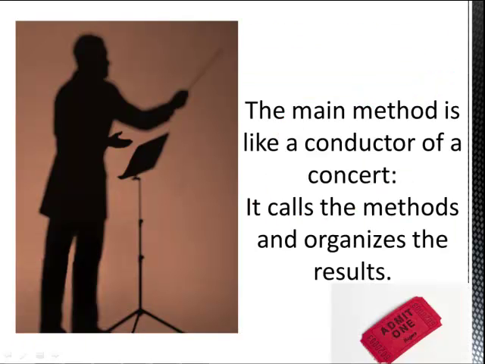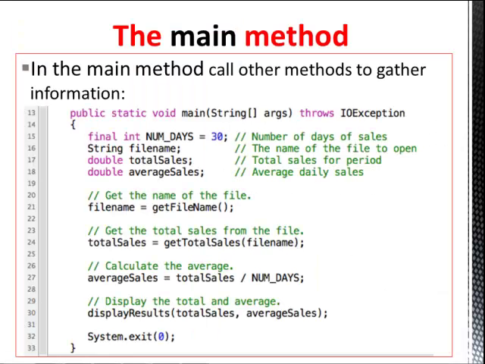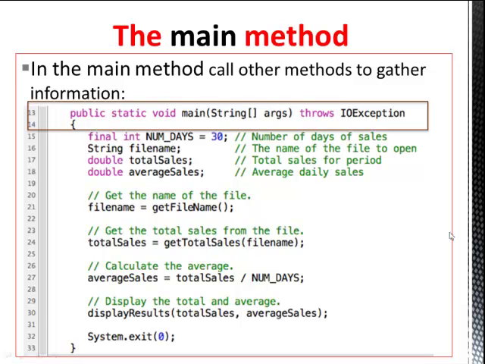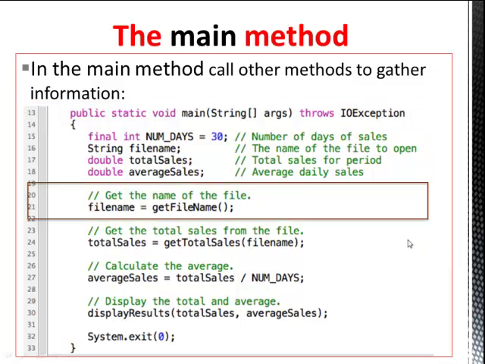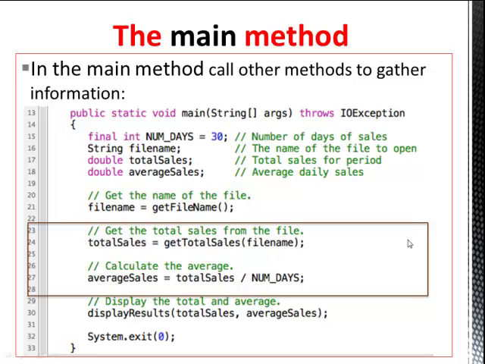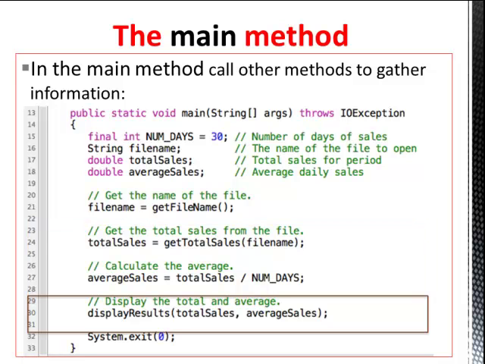The main method is like a conductor of a concert. It calls the other methods and organizes the results. Shown here is the main method, which calls the other methods to gather information. First, notice that the main method throws IOException. We then declare our variables, get the name of the file, get the total sales from the file, and then calculate the average. We then display the total and the average.